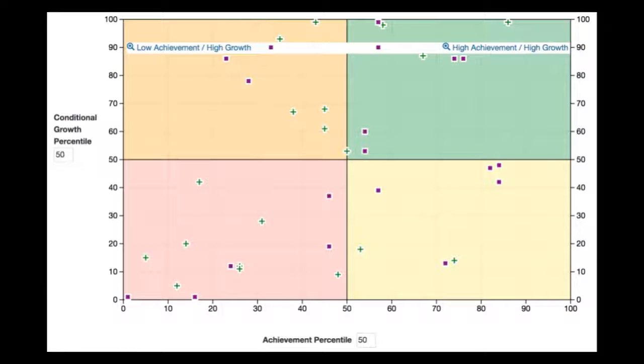In the quadrants, you want to look above the line. Those are good things. That's high growth. These students are growing no matter what level they are currently achieving at. Below the line means they're not getting much growth. The ones below the line are the ones you want to spend much of your attention on for figuring out what can we do to help these students grow.